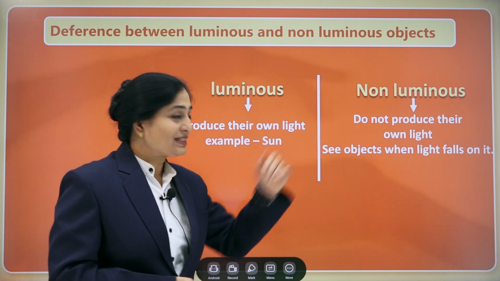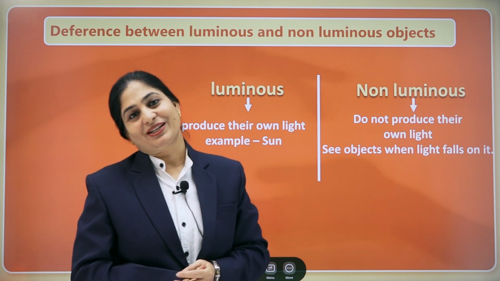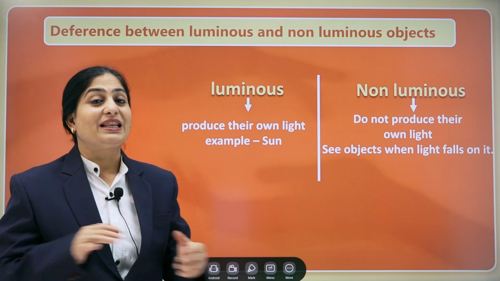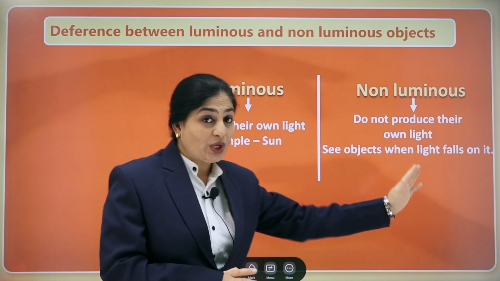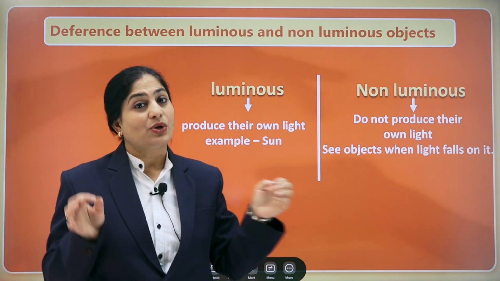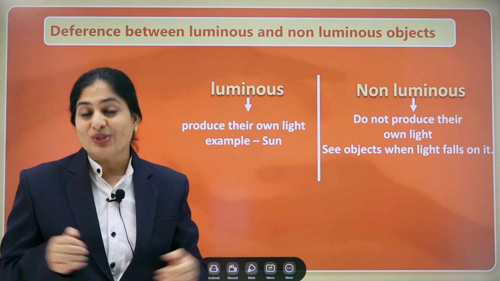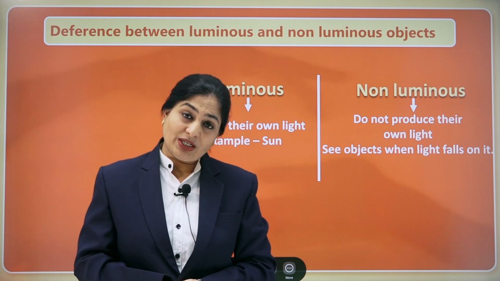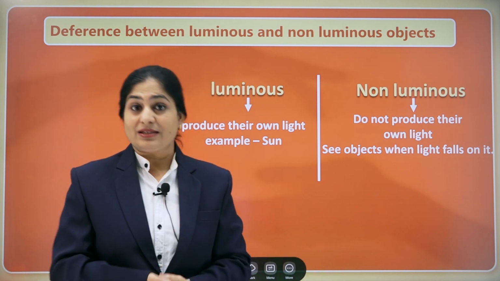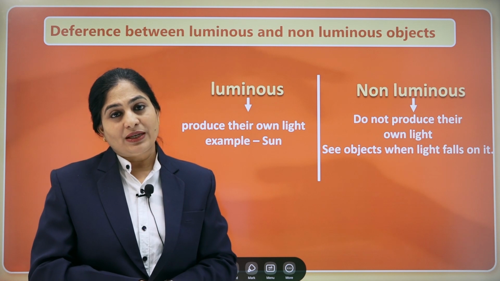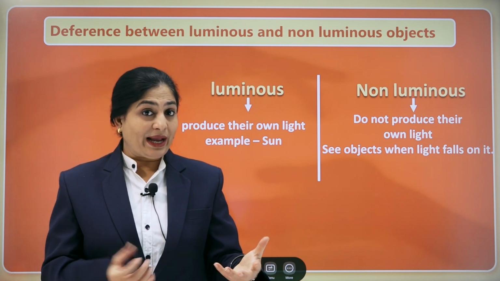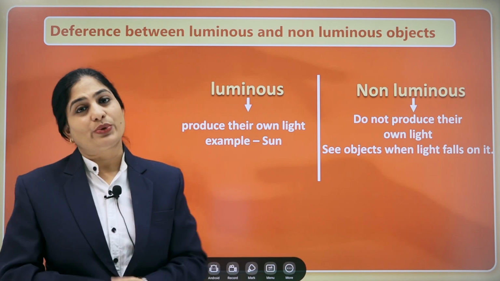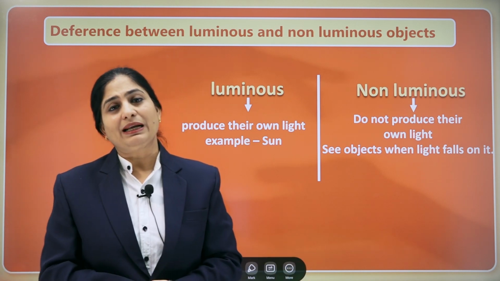Let us move on and discuss another category, non-luminous objects. Non-luminous objects do not produce light of their own. That means they do not emit any light of their own. They are not sources of light. So if they are not sources of light, then the question comes, how can we see such non-luminous objects? You can see your pen, paper, pencil, copy, book, your table, tree, a number of things, and none of them can emit light.